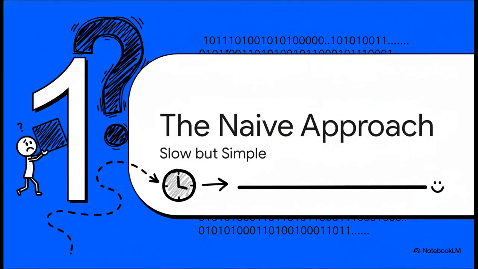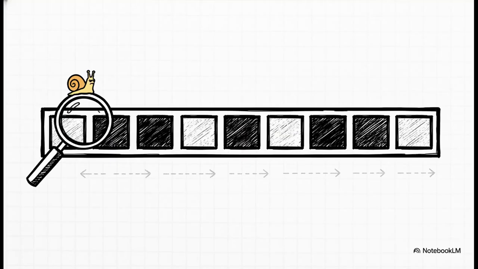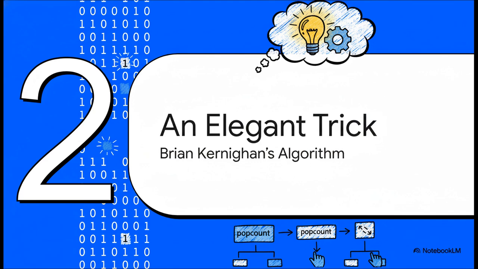All right, so how do we actually solve this? Well, the most obvious way, the one that probably pops into your head first, is what we'll call the naive approach. It's exactly what it sounds like. You just loop through every single bit in the number, one by one, and if you see a 1, you add to your counter. And look, this totally works. It's perfectly fine if you're only doing it once in a while. But in the world of high-performance computing, where an operation might need to run millions or even billions of times a second, this simple loop becomes a massive performance killer. We need something better. And better almost always means more clever, right?